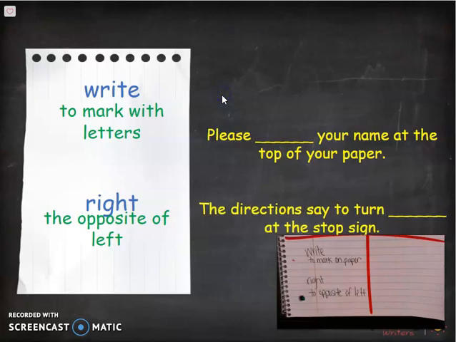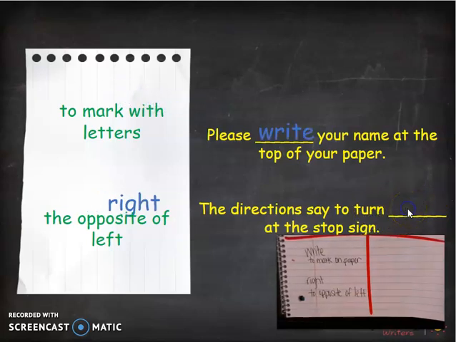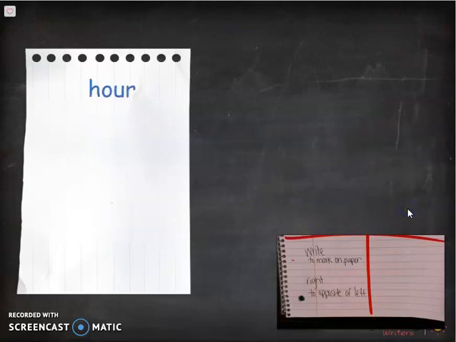Okay, here are the sentences. Please write your name at the top of your paper. Go ahead and copy that down as an independent practice. Make sure you use the correct homophone for write. And then the next one says the directions say to turn right at the stop sign. Make sure you use the correct form right here. Did you get it right? Hopefully so. If you did not, then just write these down in the correct form so that you have the right homophones.